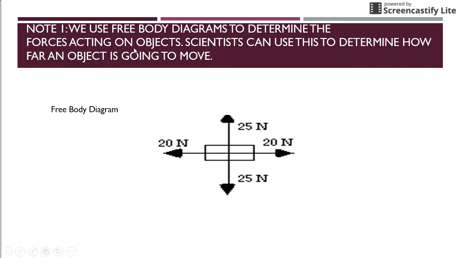Take a look at note number 1. We use free body diagrams to determine the forces acting on the objects. Scientists can use this to determine how far an object is going to move. So this is an example of a free body diagram. Please draw it below. I have 25 newtons of gravity, 25 newtons of normal force, 20 newtons of applied force, and 20 newtons of friction.